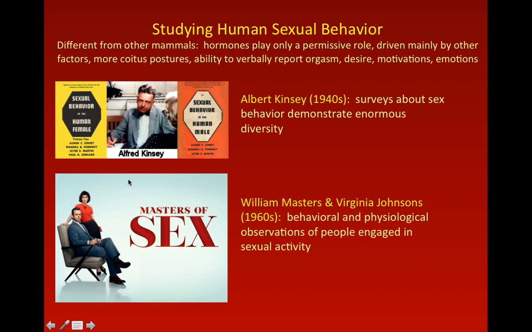Also, compared to other species, there are many more coitus postures available to us, and we can verbally report orgasm. And orgasm is not just a means to reproduction in humans, it is a source of pleasure. So it's very different than in non-human mammals.